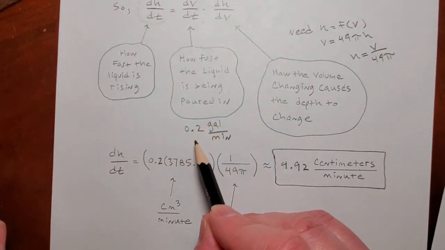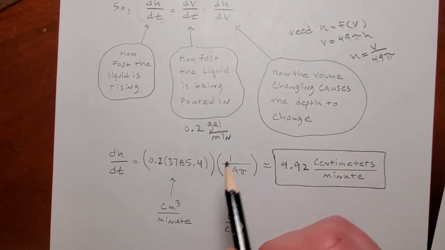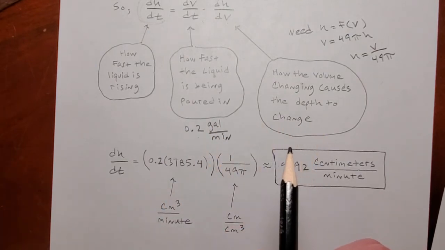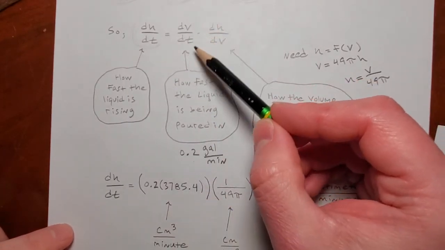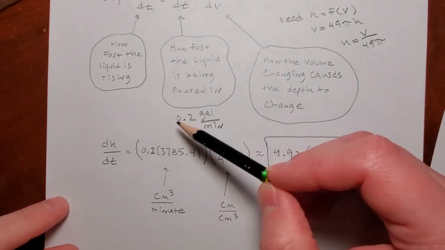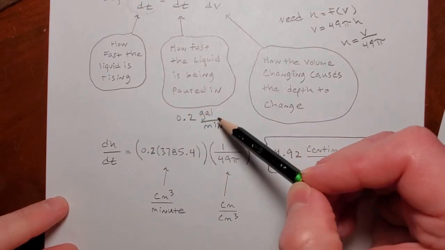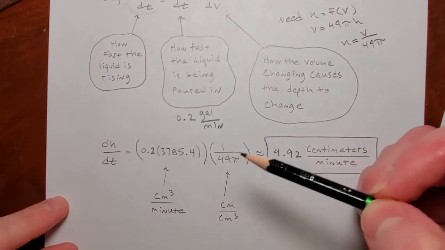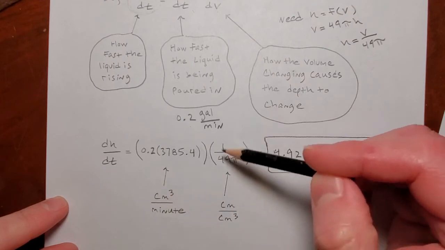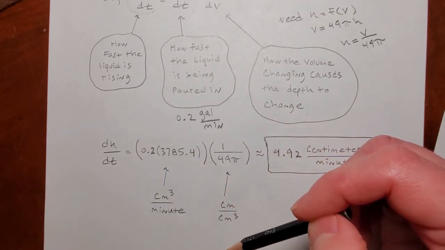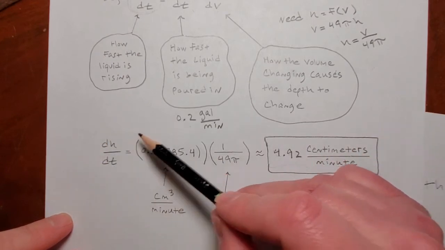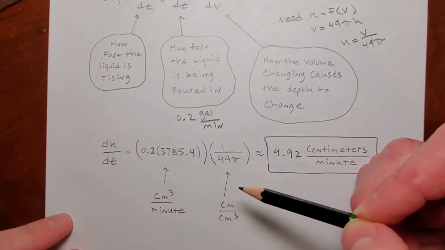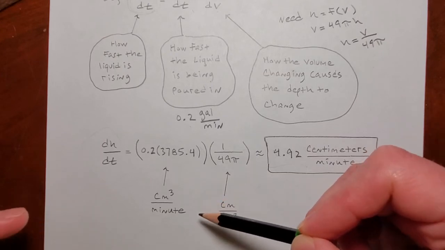Why didn't I just write 0.2? Well, we have a little bit of a mismatch in units here. What are the units of dV over dt? Volume over time. It was given to be 0.2 gallons per minute. But notice how the units are going to be needing to cancel. So this, how the depth is increasing in time, that's going to be centimeters per minute.